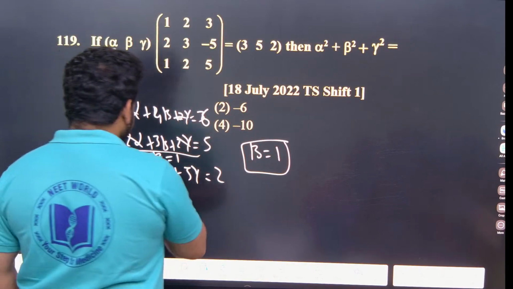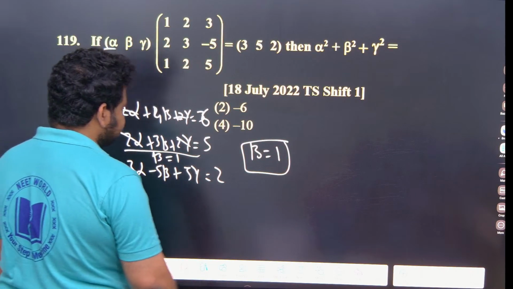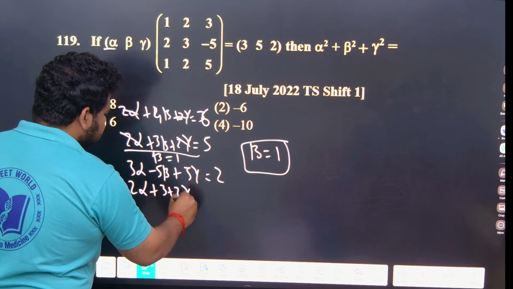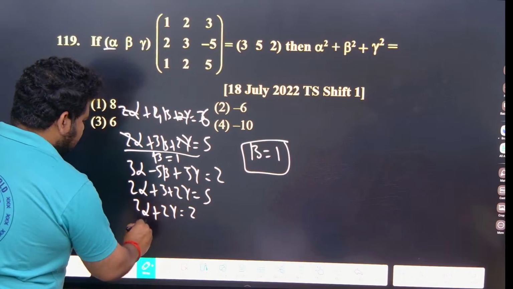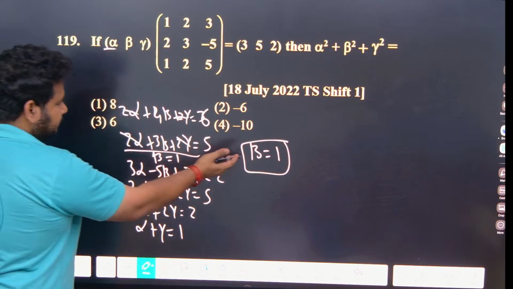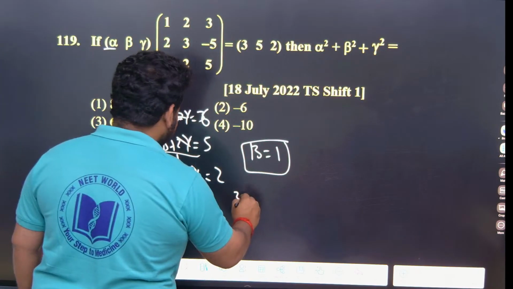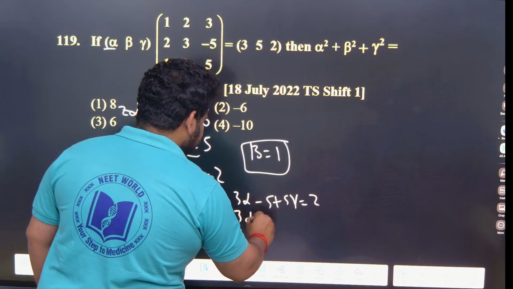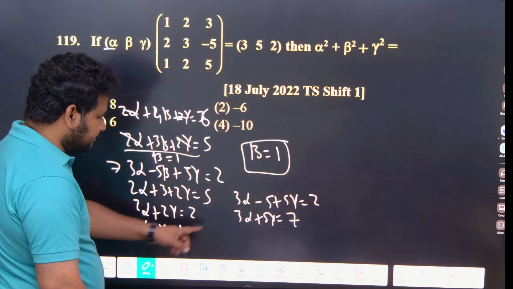Now, we are having the third equation. So, let us take the second and third equation and put beta is equal to 1. We will get 2 alpha plus 3 plus 2 gamma is equal to 5. 2 alpha plus 2 gamma is equal to 5 minus 3, 2. So, alpha plus gamma is equal to 1. Let us put the same beta value in the third equation also. This will become 3 alpha minus 5 plus 5 gamma is equal to 2. So, 3 alpha plus 5 gamma is equal to 7.